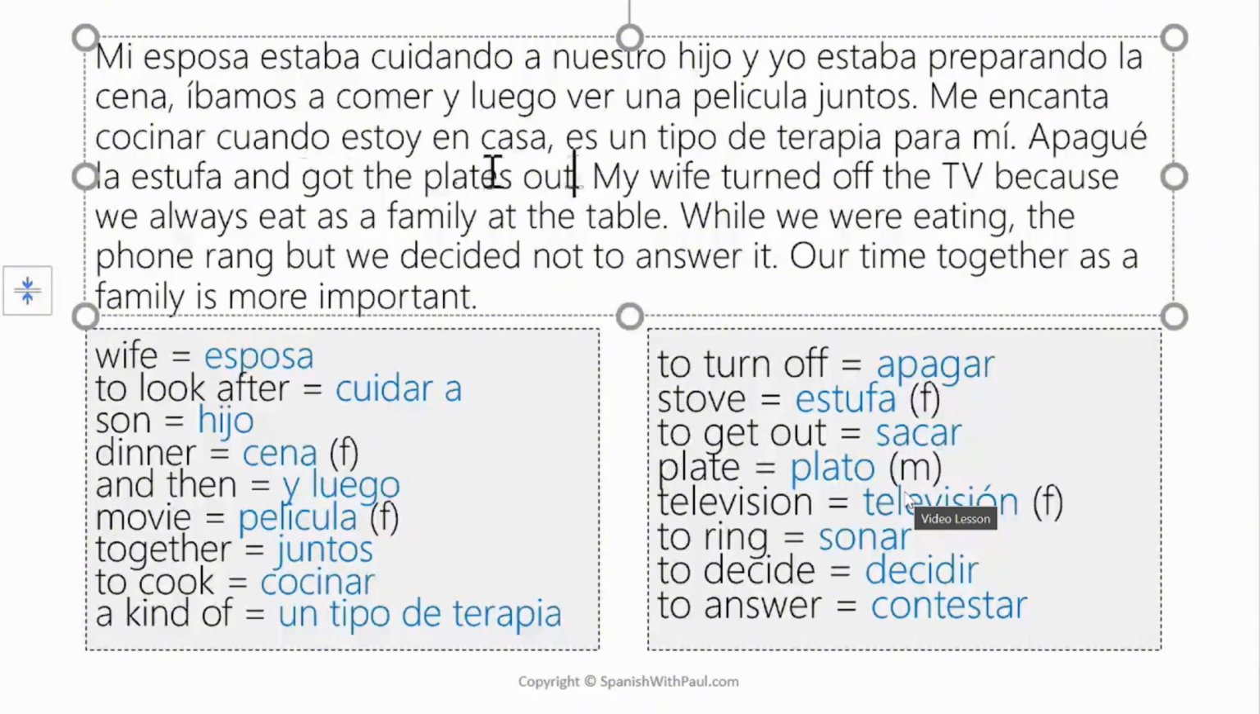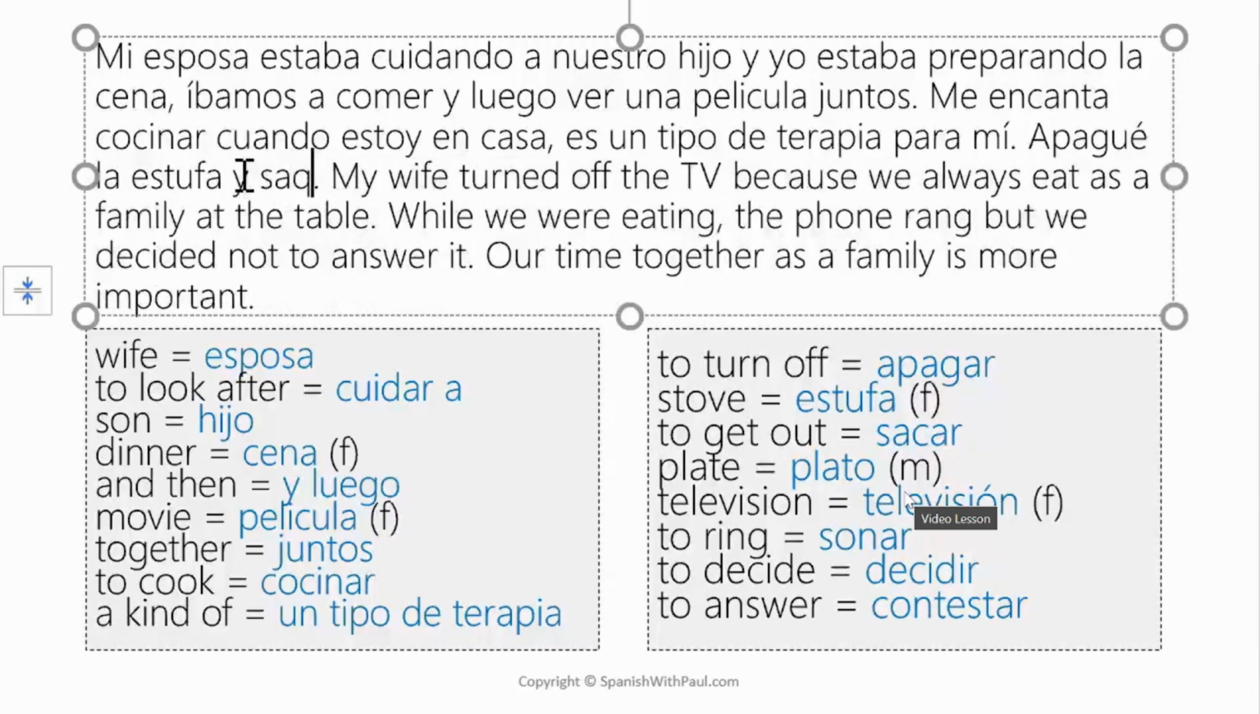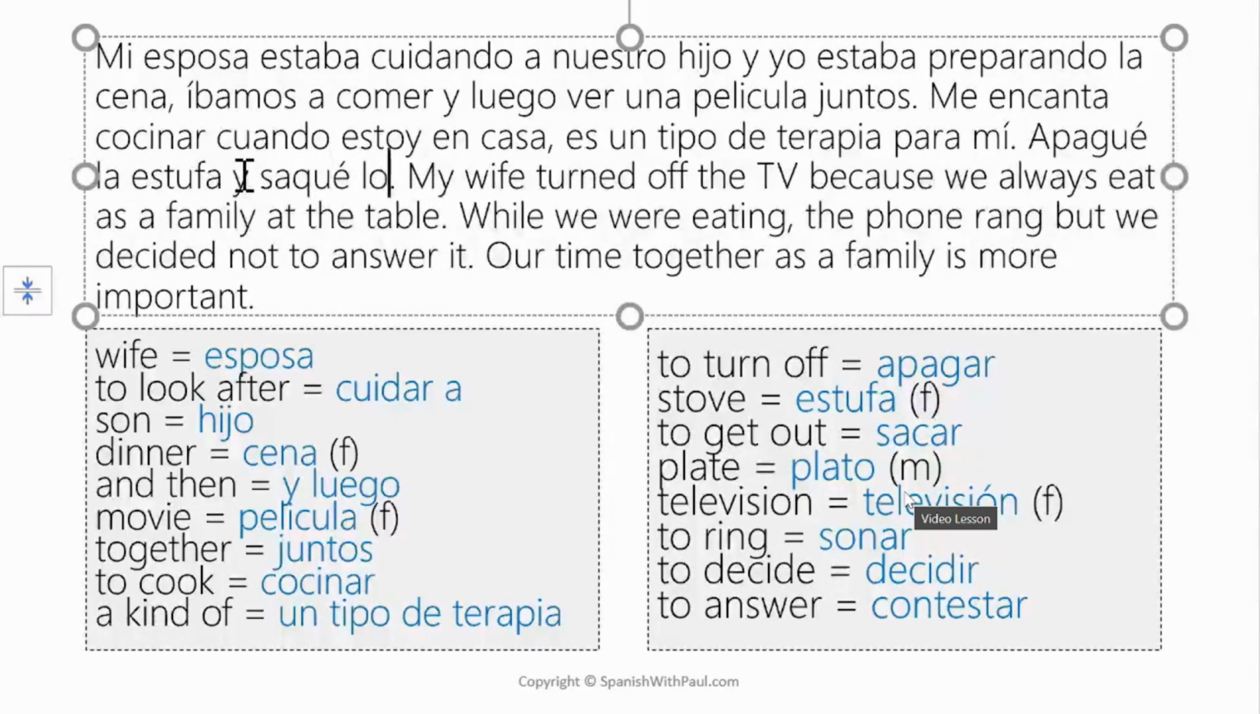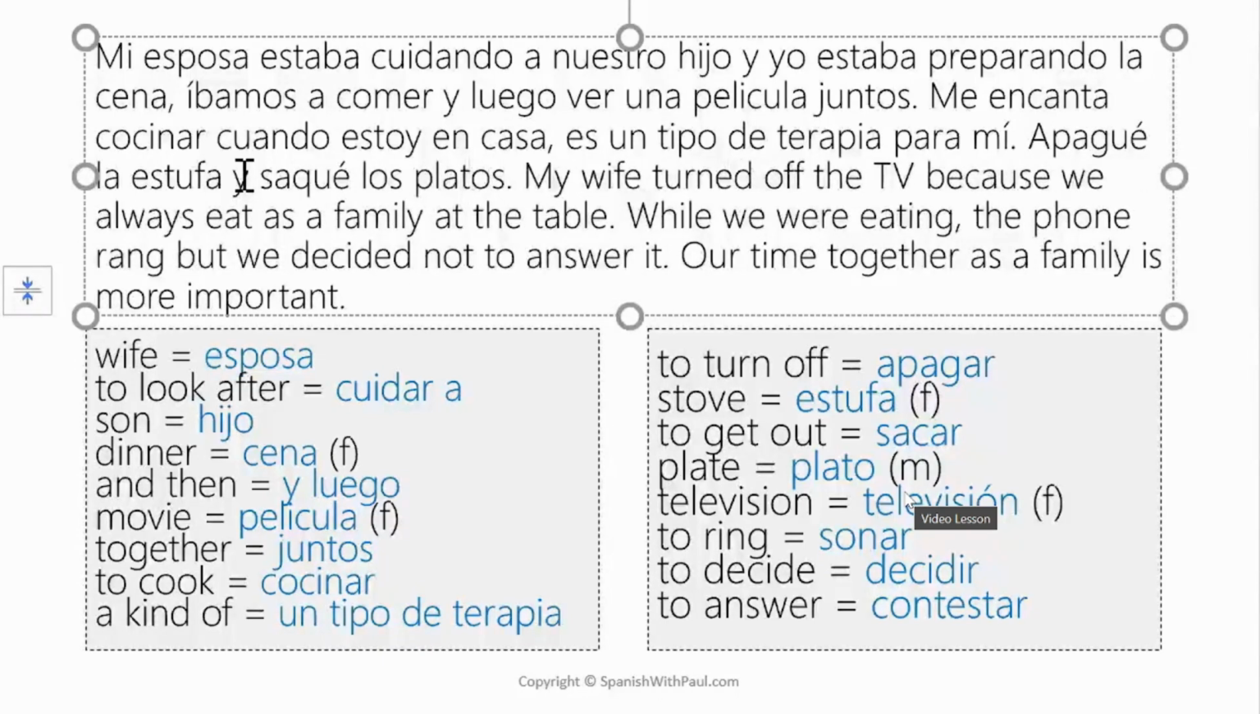Simple past. Notice again here the spelling. QUE. Y saqué los platos. So got the plates out, took the plates out, took the plates down. It's all covered with this verb of sacar. Y saqué los platos. Although here you can see that there's some variation in the spelling, in the sound it's really the same. So when you're speaking, you don't have to worry about it. It's only in writing that occasionally you will get with some verbs this change in spelling here. So apagué and saqué.